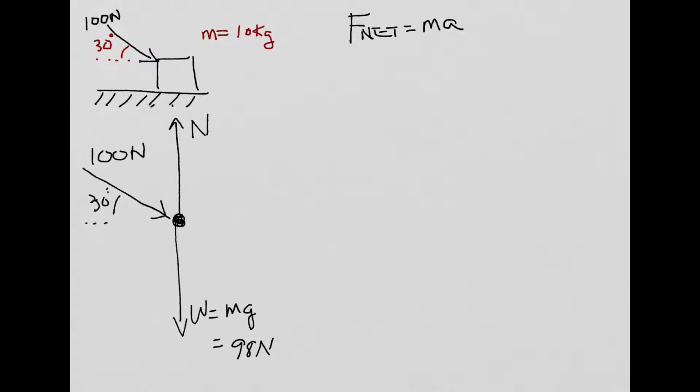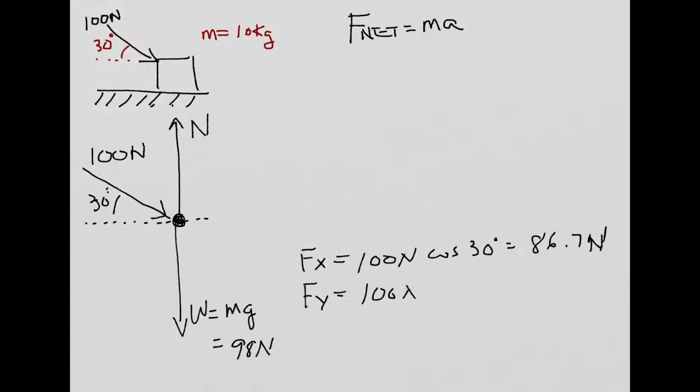Well, first of all, just like in kinematics, we don't do things that are off axis. So I want to replace this vector here that is off axis with its components. We do that just like we did previously with velocity vectors. So the x component is equal to 100 newtons times the cosine of 30, which is 86.7 newtons. In the y direction, it's the sine, so 100 newtons times the sine of 30, that equals 50 newtons.